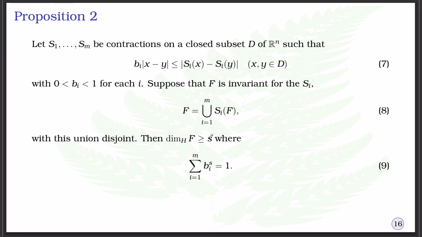Now if I want to generate a fractal with a specific dimension, then we need to construct the iterated function system in such a way that it satisfies the condition in the proportion, then we can generate the fractal which satisfies this equation. That means their Hausdorff dimension is greater than or equal to s.